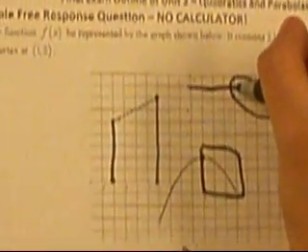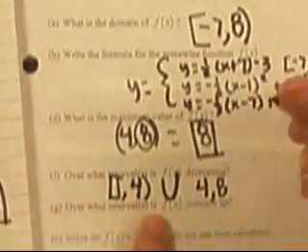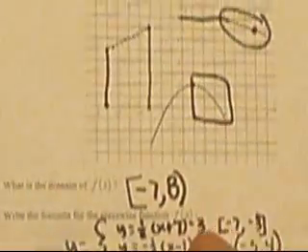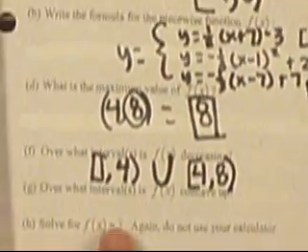And then you find your second interval, which would be 4 to 8. And the 4 is included with a closed circle, and your 8 is not included, with a parenthesis.